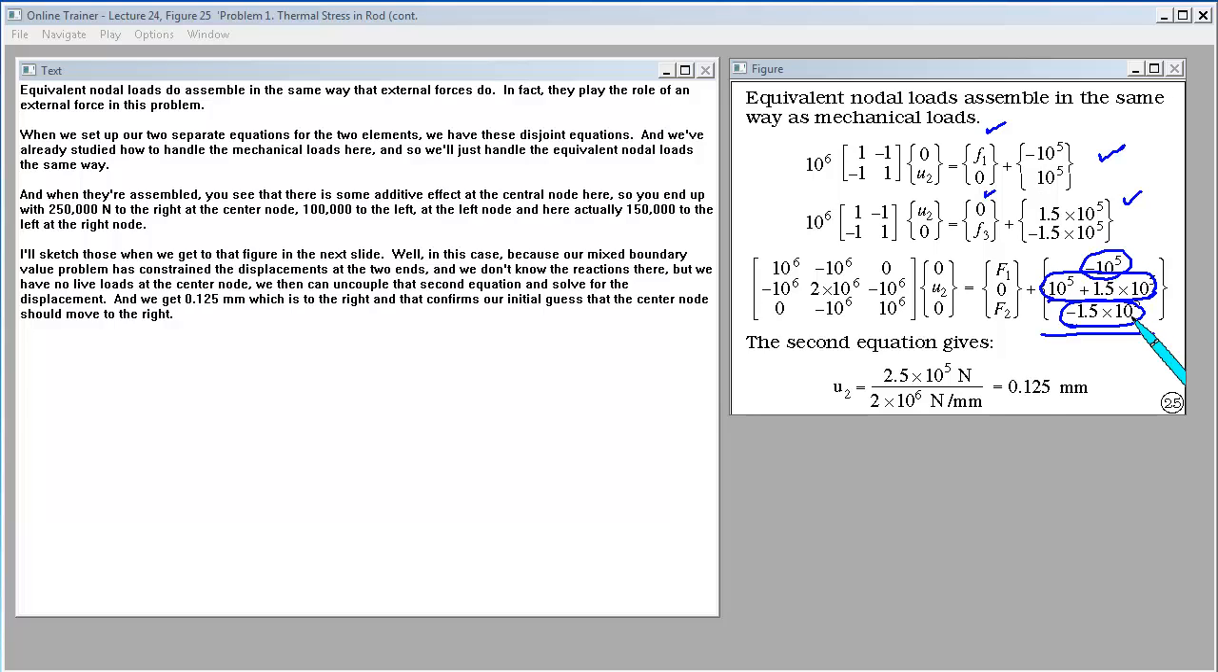Well, in this case, because our mixed boundary value problem has constrained the displacements at the two ends, and we don't know the reactions there, but we have no live loads at the center node, we then can uncouple that second equation and solve for the displacement, and we get 0.125 millimeters, which is to the right, and that confirms our initial guess that the center node should move to the right.